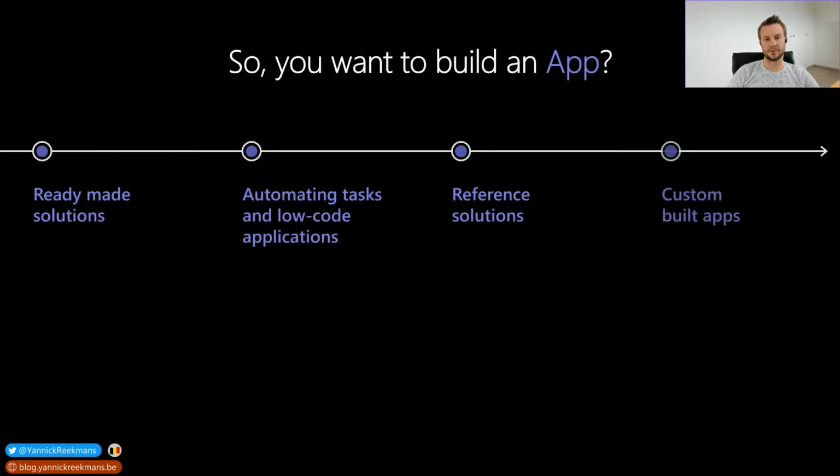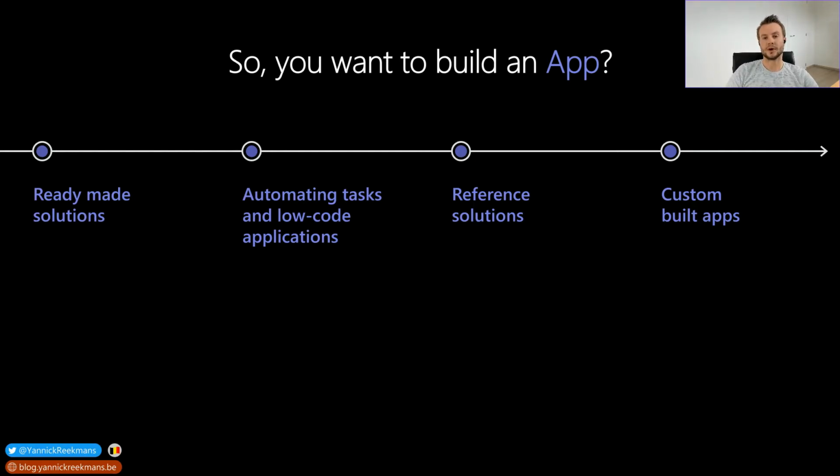So you want to build an app. Building an app for Teams, you can approach it in different ways. First of all, you can look at the Microsoft Teams store and just take something that's ready-made and available for you to potentially reach your goal or bring you 90% of the way there. Now, if that doesn't work out for you, you can also try using the Power Platform to automate some tasks or use Power Apps to build a custom application for you that can be embedded into Microsoft Teams.